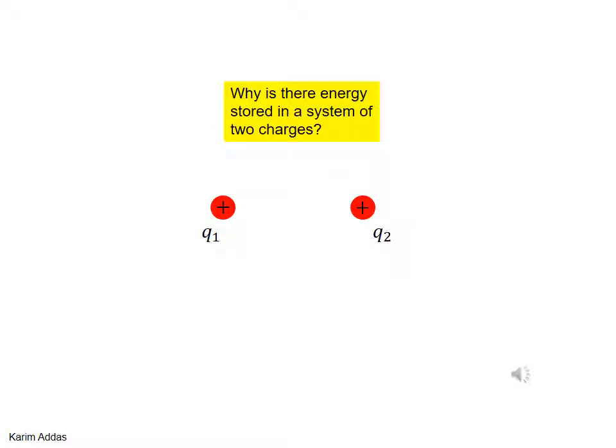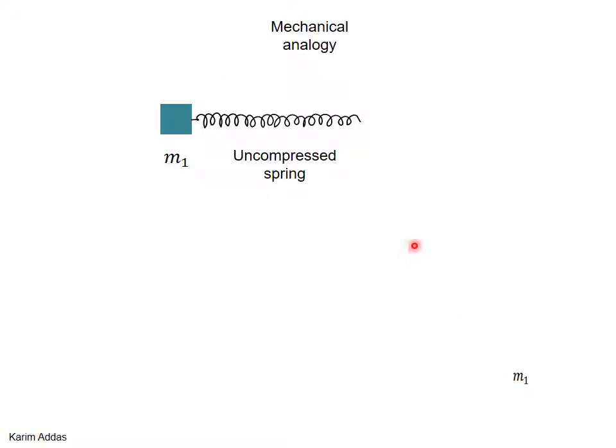Okay, here in this part of the chapter we want to find the amount of energy stored in a system of charges. The question is, why when you put two charges separated by some distance, is there some energy in this system? So let's try to look at a mechanical analogy.